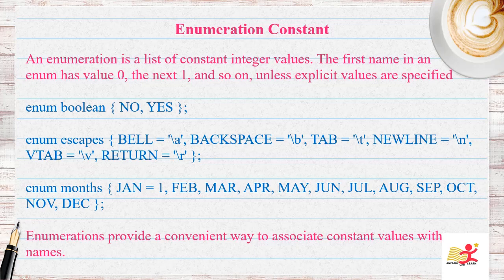Suppose no value is given and in between you give APR equal to some constant, maybe 6. Then MAY will take the progression from the last specified value. Here the last specified value is 6. So MAY will be 7, JUNE will be 8 and so on. So enumeration is a convenient way to associate constant values with names, and it's an alternative to #define, and the advantage is that the values can be generated for you.